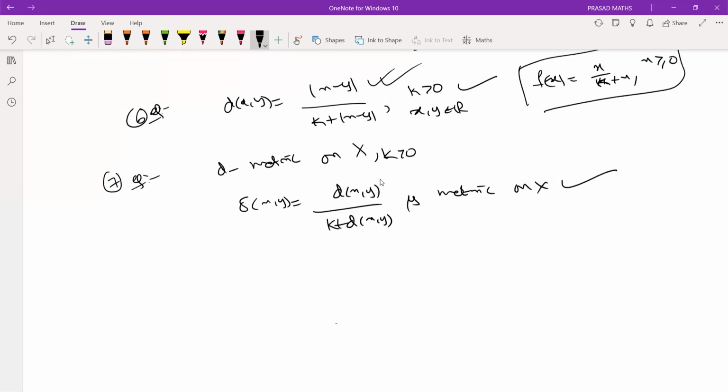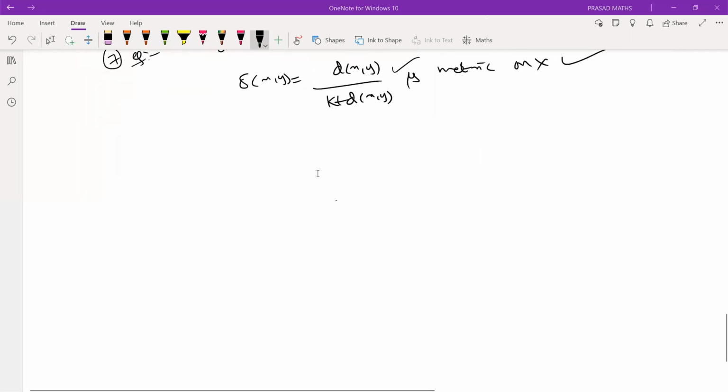Is it clear? Say yes or no. Most of the books follow this notation. Is it clear? Put it in the chat box. Yes, okay. I hope you understand.